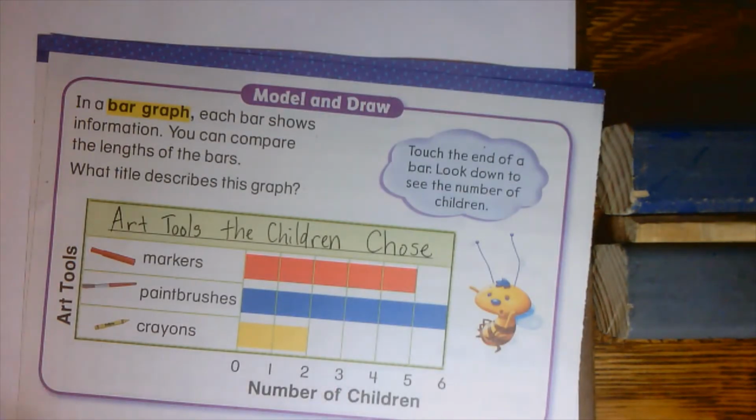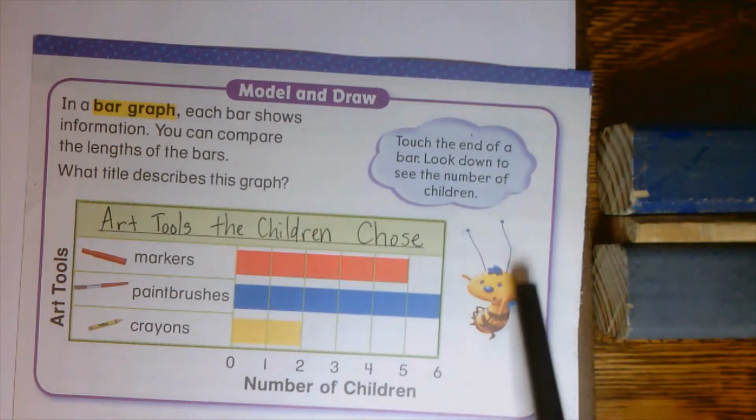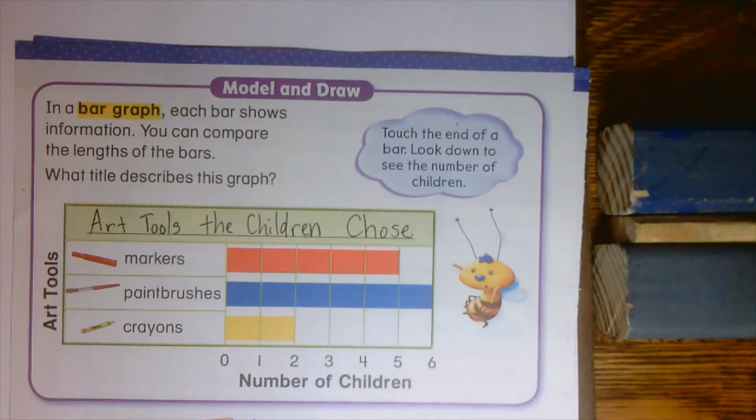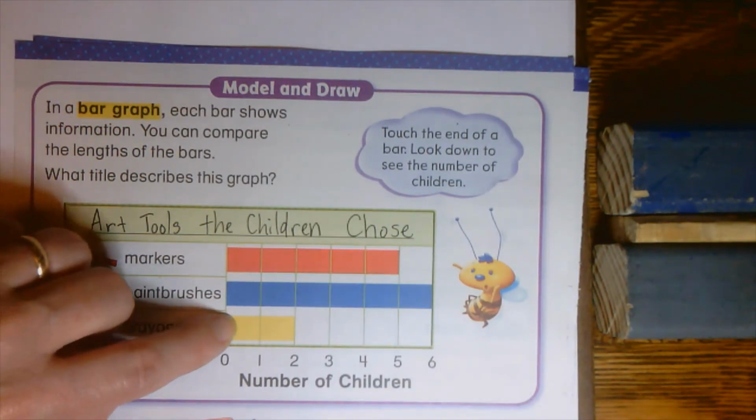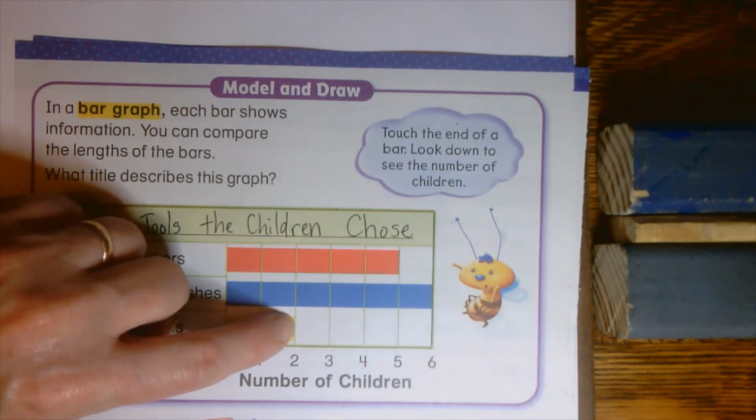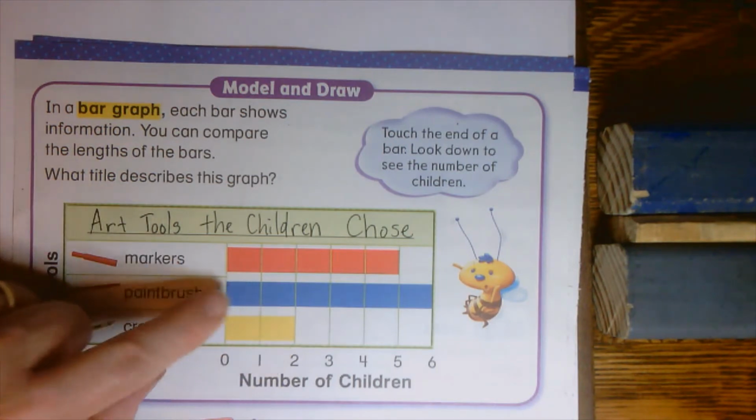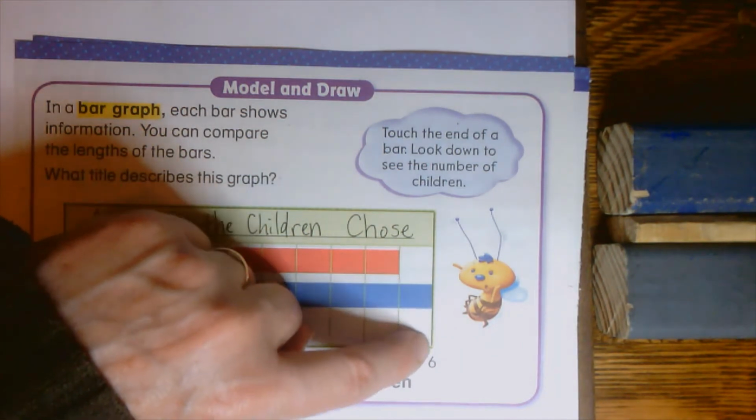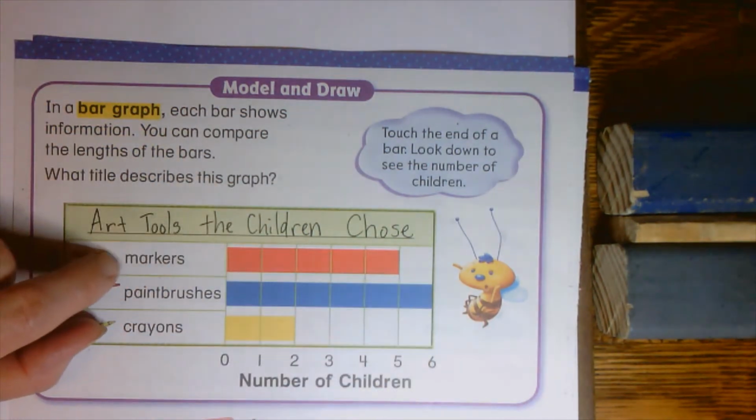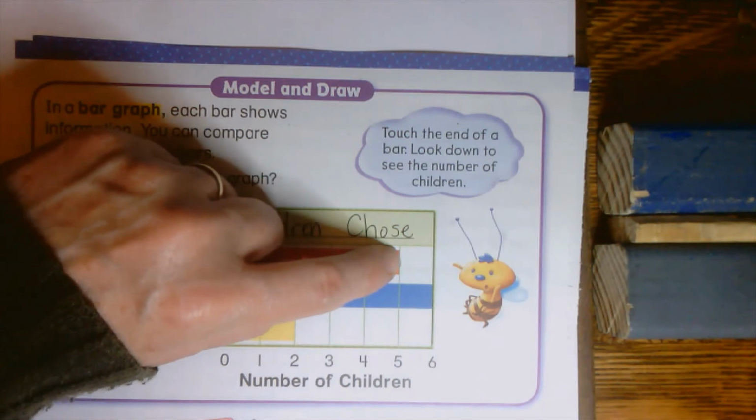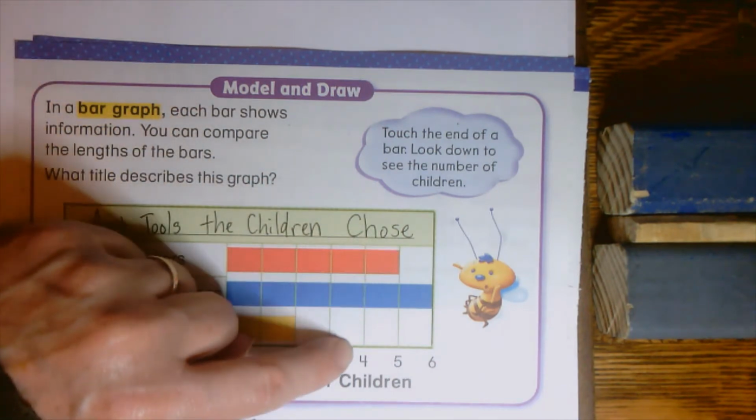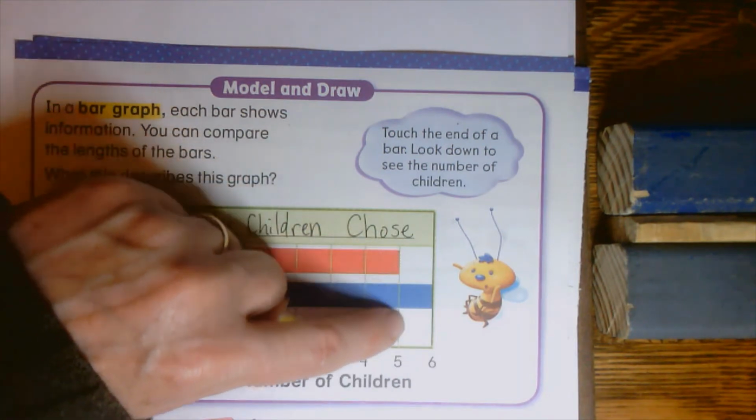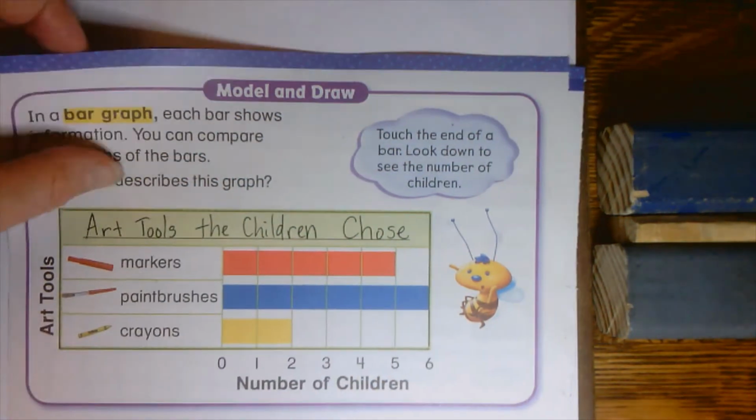Just in case it wasn't clear, let's take a look at this purple cloud the bee is saying. Touch the end of a bar. Look down to see the number of children. So see here for this yellow line for crayons, we go over to the end, and it goes down to the 2. This blue line for paintbrushes, we go to the end of the bar and go down, and it tells us 6. And for markers, we go to the end of the bar, and we have to be careful going down, right? Because we can't go down over to here. We have to follow this line at the end down to find the 5.